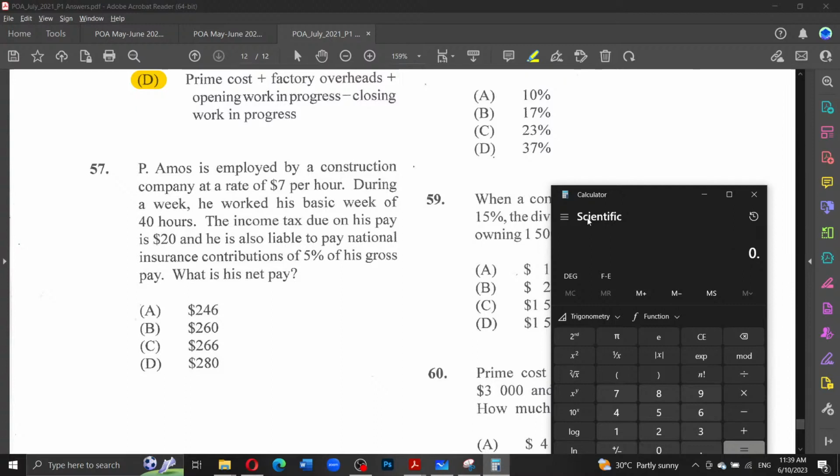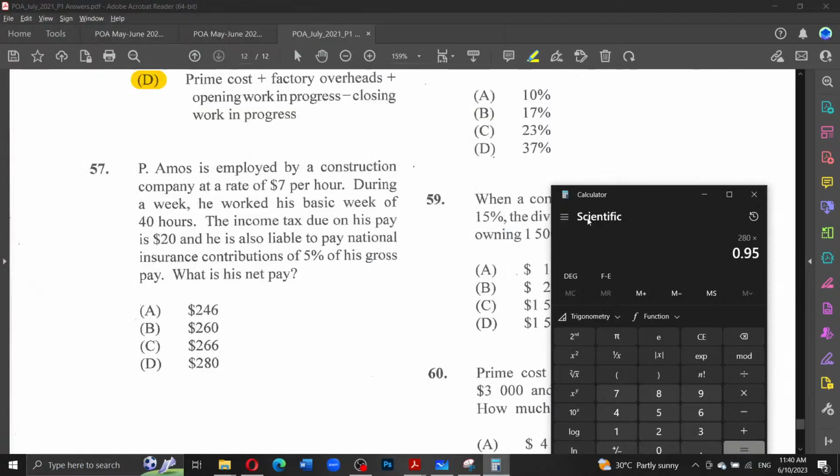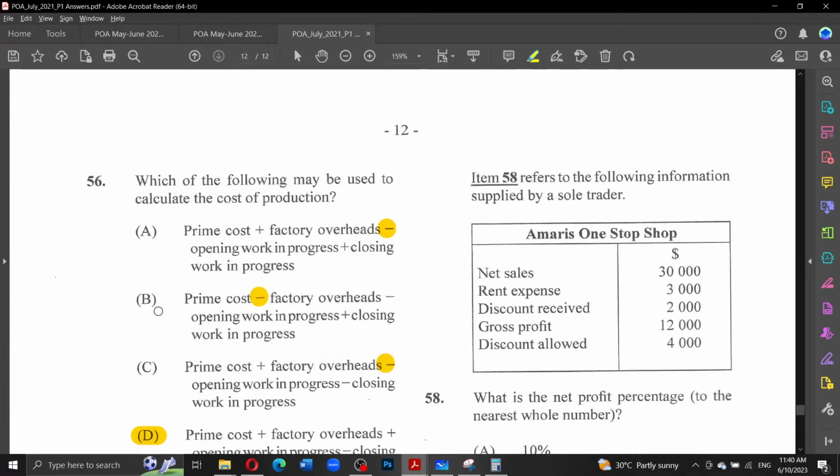So, I don't know, 7 times 40. And then you minus 5%. So minus 5%, you times it by 95%. So 95% means you minus the 5%. And then I minus the $20. If you are not familiar with working percentages like this, then you can do the longer method.